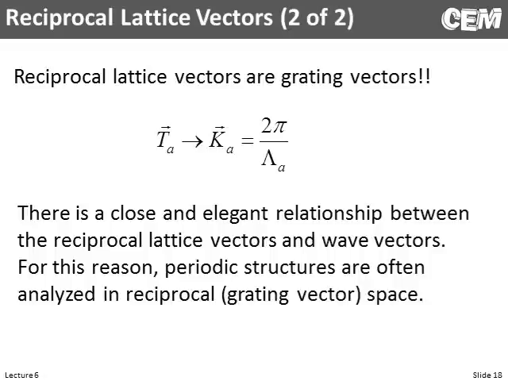And there's a very intimate relationship here with wave vectors, which are perpendicular to the planes of an electromagnetic wave. And they also have a magnitude 2 pi divided by the wavelength. So there's a very intimate relationship here. So very often we will analyze periodic structures in reciprocal space because of that. The math actually becomes easier. If we can swallow this whole reciprocal space thing, things actually become much easier.